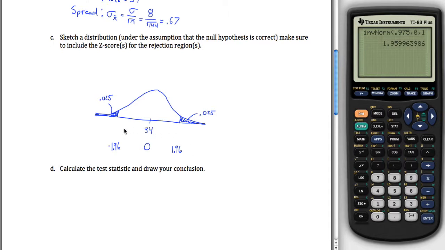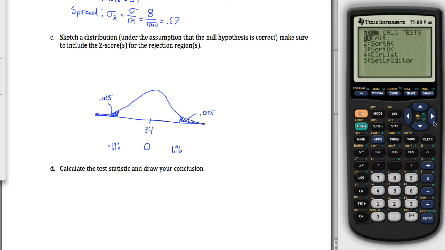And we don't have to figure out what the corresponding x values are. You can if you want. All you'd have to do is change this 0 and 1 into 34 and 0.67. But I don't really care. I'll leave it just like that. So sketch a distribution. Make sure to include the z-scores for the rejection regions. Guess I've done that. And then it says calculate your test statistic and draw your conclusion.